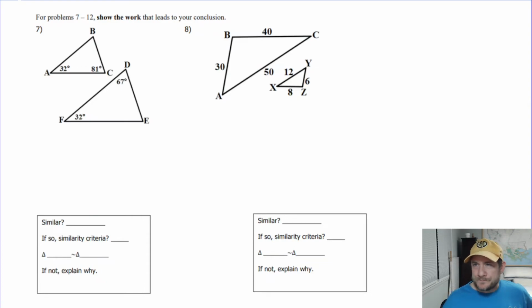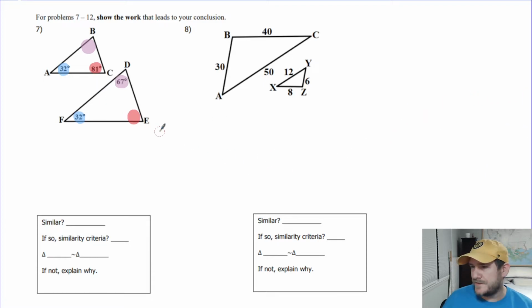Alright, let's do 7. So for 7, 8, 9, 10, maybe even 11, 12 too, we're supposed to be proving that these triangles either are similar or aren't similar. So this first one, I see a pair of congruent angles, so that's great. But then I see an 81 and a blank space, and then I see a 67 and a blank space. So I need to solve for one of those blank spaces and hope that maybe they're equal, because if I can get 2 pairs of angles congruent, then we'll have our angle-angle similarity.